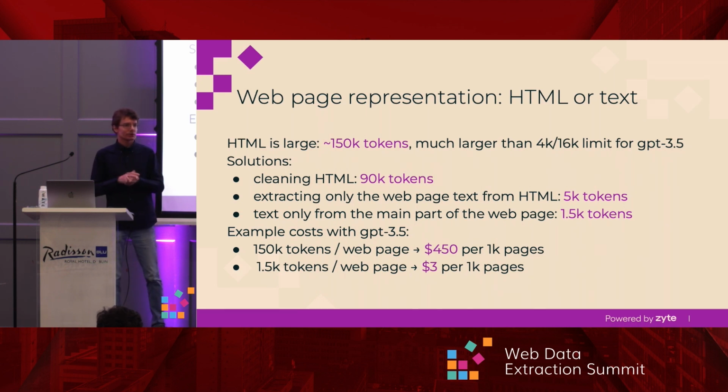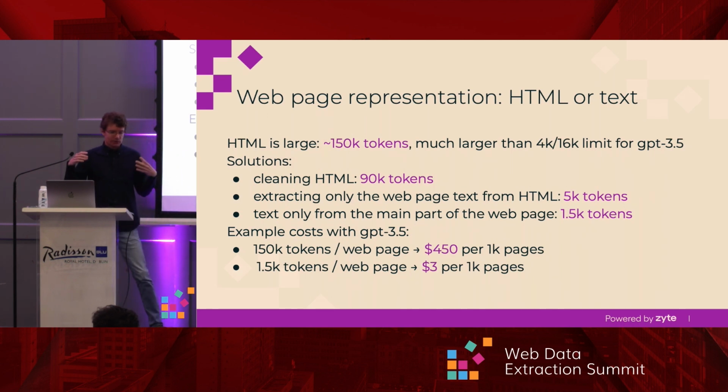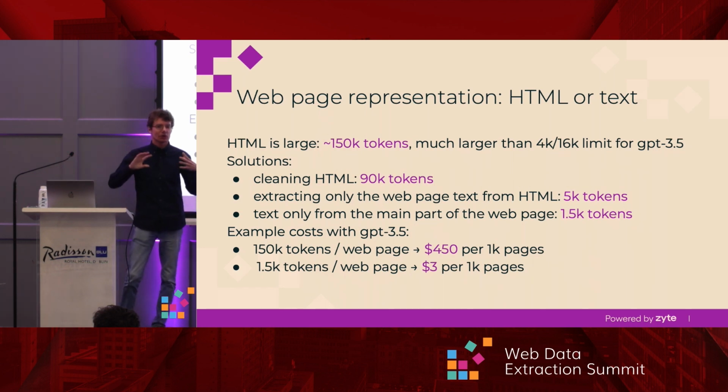Now, if we were to take only the text of the web page, that would be much smaller, let's say 5,000 tokens, and already this fits as input into the model. But then there is one more trick we can do. Let's say, again, we're thinking about e-commerce: the product website, besides the product, has a lot of other stuff. It has a navigation menu, a footer, related products, and a lot of other stuff.